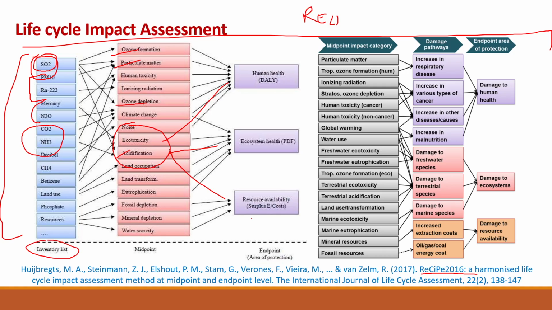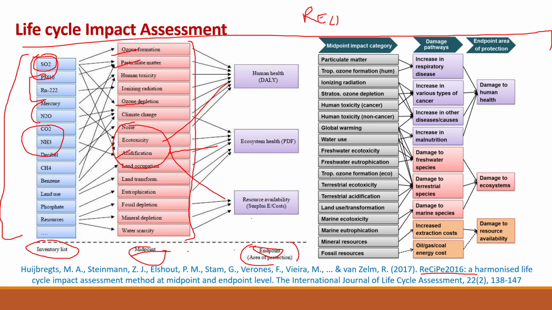So here we have the inventory that is converting into midpoints, and this is converting into endpoints. So what are these midpoints and endpoints? It's just a nomenclature. So we have different midpoint impact categories. These are called impact categories.